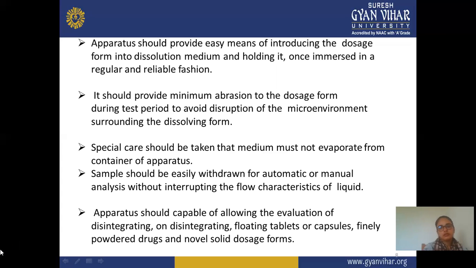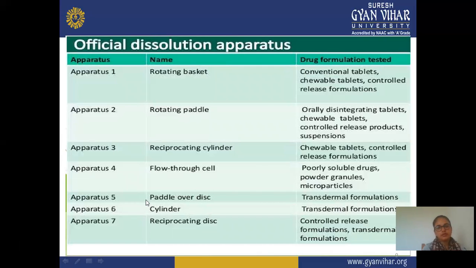Next is the official dissolution apparatus. So these are the apparatus. There are 7 types of apparatus, and according to the type, a drug formulation is required for testing. In type 1 apparatus, first is the rotating basket. We already saw this type. The official apparatus type 1, rotating basket, is used for conventional tablets, chewable tablets, and controlled release formulations. Means these are the formulations used for the type 1 or rotating basket apparatus.